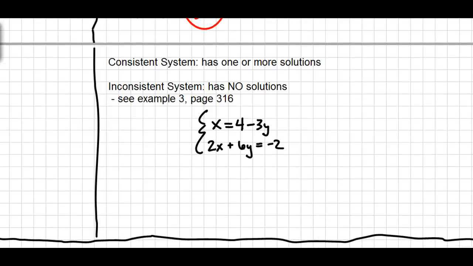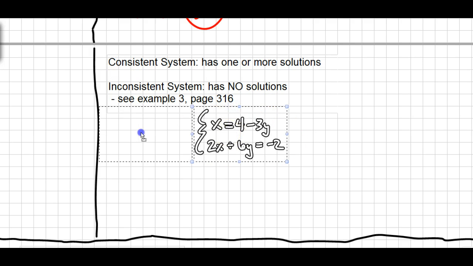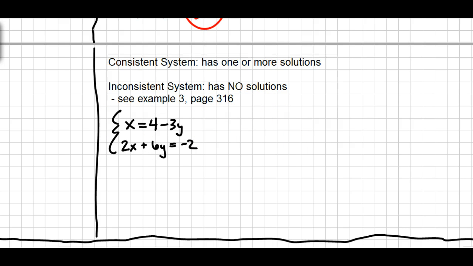Just a little bit of vocabulary here for students. When a system has one or more solutions, it's considered a consistent system. There will be some situations that students will encounter where the system doesn't have a solution, and we call that an inconsistent system. If students want further information about that, they can see example 3 on page 316. We're going to do one more example here with students, and hopefully that'll help them learn the difference between consistent and inconsistent. I'm going to move this over because it's not where I want it to be. And let's go ahead and solve.